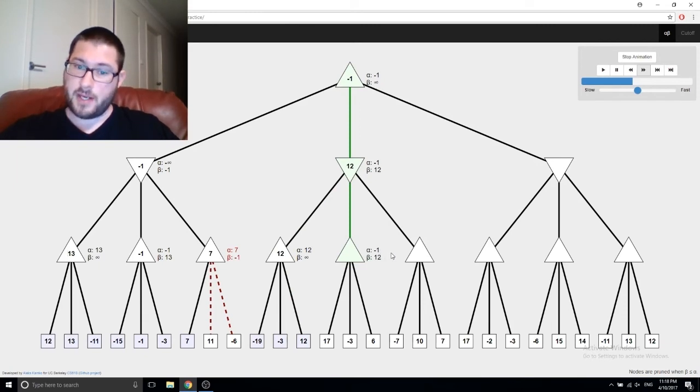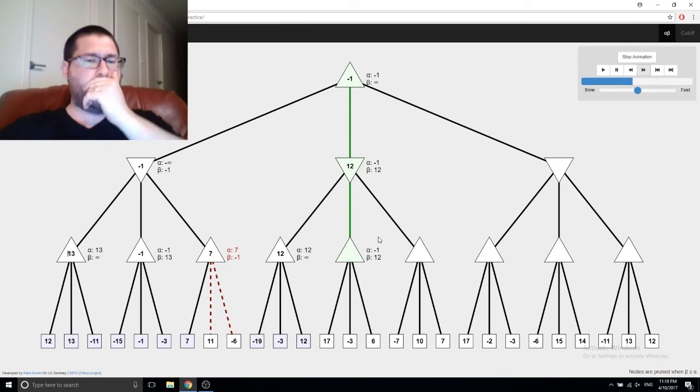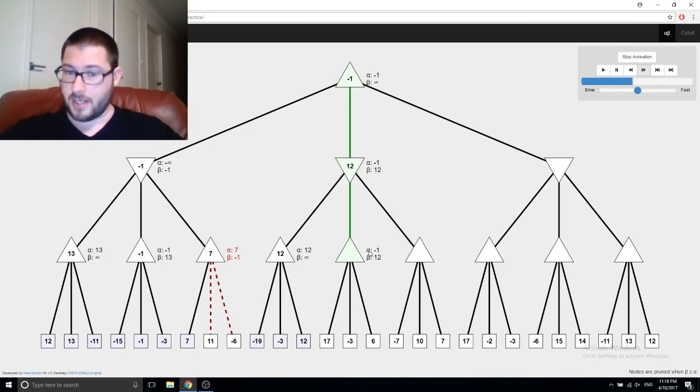And what's going to happen now? Try and have a think about what the alpha value will be after we've explored this path. What's the maximizing node trying to do? Is it altering beta or is it altering alpha? What's it trying to do to alpha? Is it trying to increase alpha or is it trying to decrease alpha? And if it increases alpha, what does it then need to check?